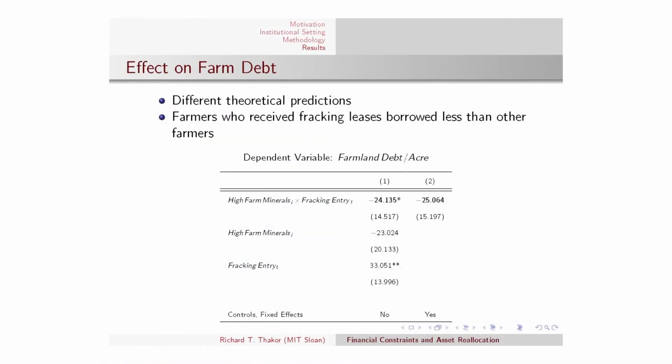And then finally, I examine what the farmers do with the rest of their money. And one thing I look at is debt. And I show that one use of the cash is that farmers seem to pay down the amount that they're borrowing compared with the control group.